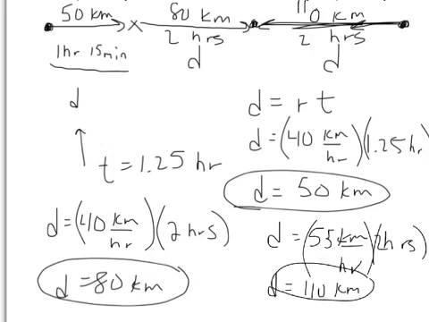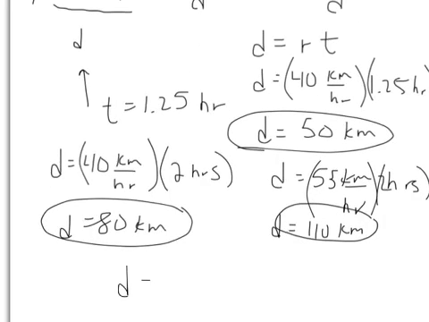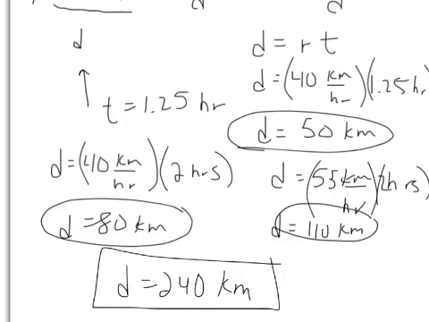Okay, 110 kilometers. So if I want to figure out how far it is from New York to Queensbury, I simply have to add together those three distances. So 50 plus 80 is going to give us 130. 130 and 110 will give us a total of 240 kilometers. So that is the final answer of the distance between the two, by adding these three together right here.